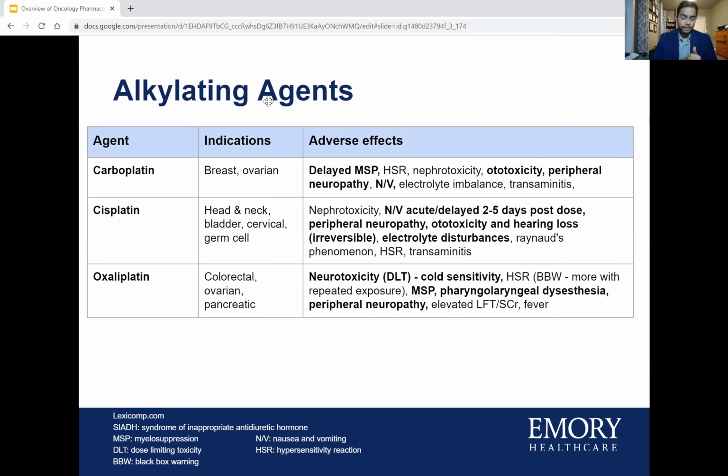And then oxaliplatin has a notable side effect of this cold sensitivity. So when a patient is getting oxaliplatin, I warn them not to drink cold fluids or eat cold foods or touch cold things for at least 48 hours after the drug is administered. But as patients get more cycles, the cold sensitivity can take longer to reverse. So that's just something to keep in mind.